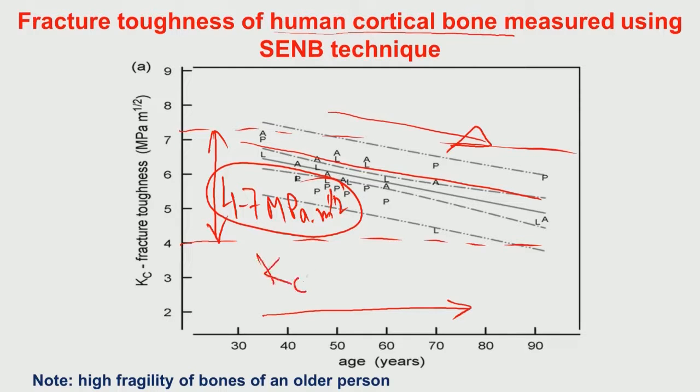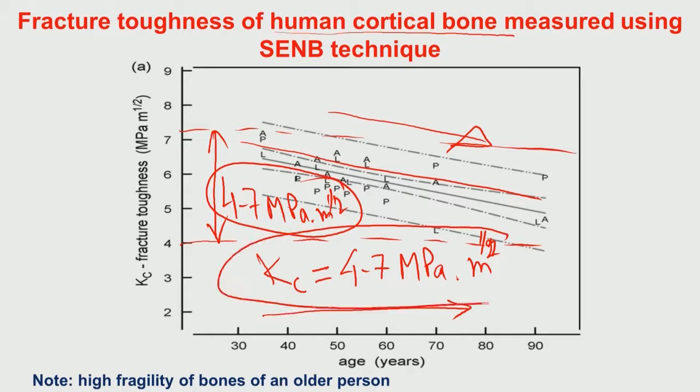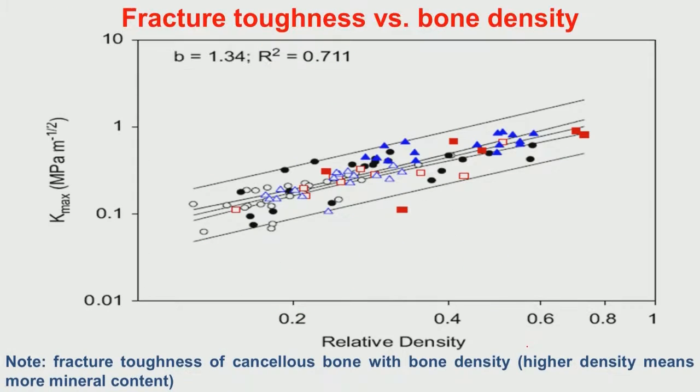So, if any material is to be used as a bone replacement material, its fracture toughness should somehow be within this particular window, 4 to 7 MPa square root meter, although the larger the fracture toughness, the better it is. However, 4 to 7 MPa square root meter is the typical cortical bone fracture toughness, and that is what one has to match with natural bone.